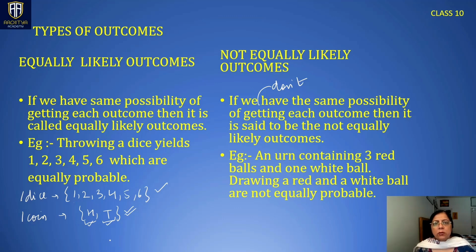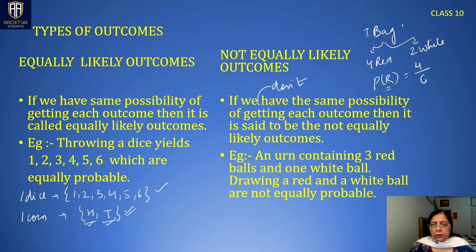The next one is not equally likely possible outcomes. In that case, we can take an example like if we have a bag in which we have 4 red balls and 2 white balls, right? If we have to find the probability of a red ball, we have to write the favorable outcomes and total outcomes in the denominator.